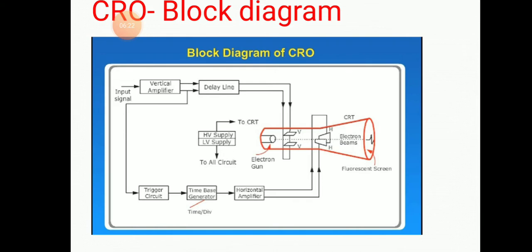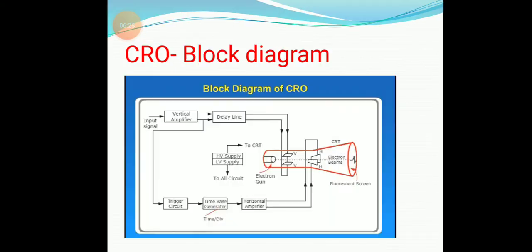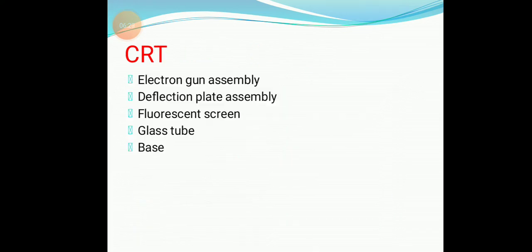So next we'll move on to the block diagram or internal structure of the CRT. So what is a CRT? Cathode ray tube. It consists of the electron gun assembly, deflection plate assembly, fluorescent screen, glass tube, and the last one is the base. We'll move on to them one by one.